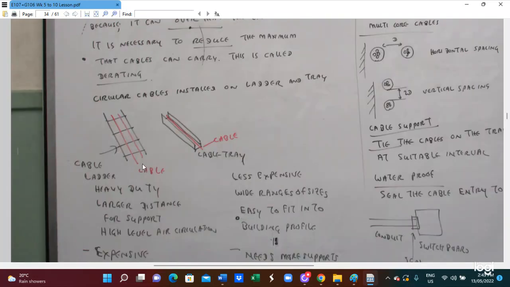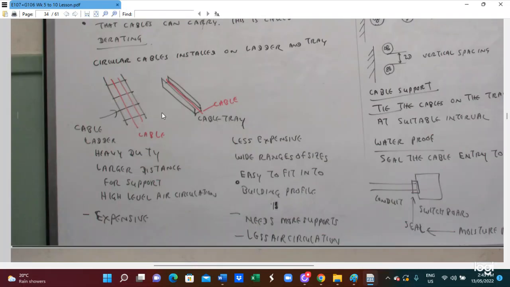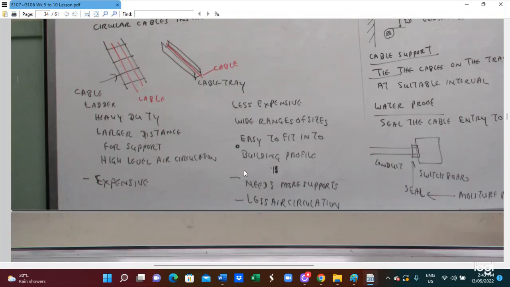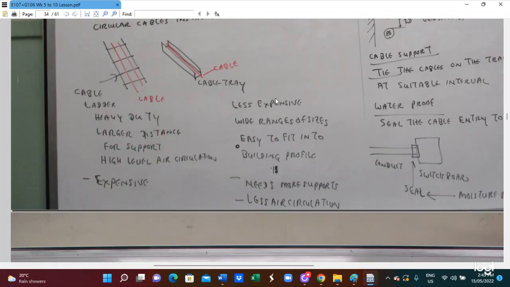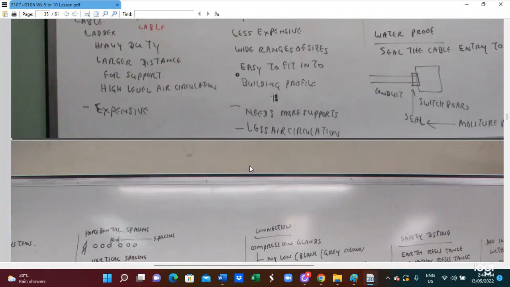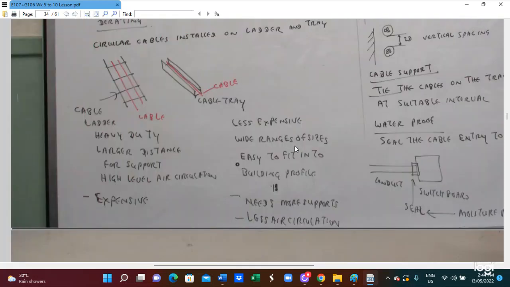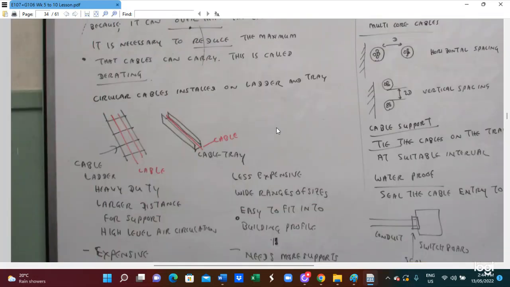So this cable can be run on a heavy duty ladder, and for support you have to use a high level of air circulation. Here is a cable and a cable tray. In this case, it is a less expensive wire range on the cable, easy to put into the building profile, it must be supported, and there is less air circulation. So this is for the cable tray. This is for the ladder.